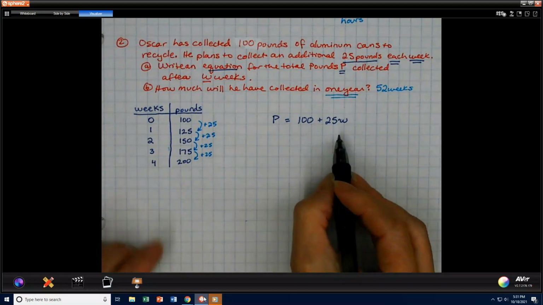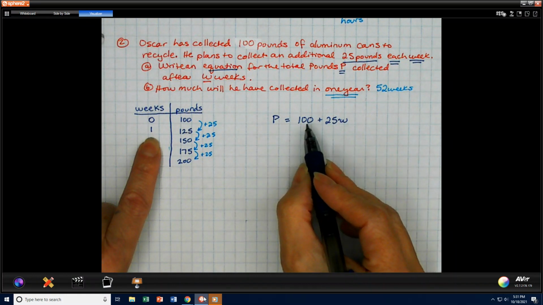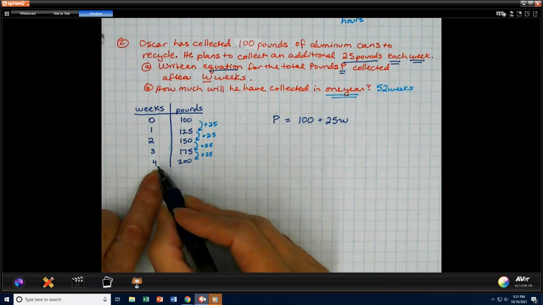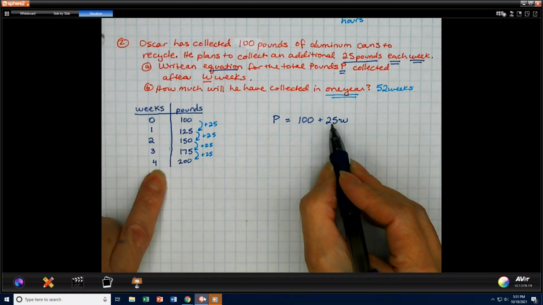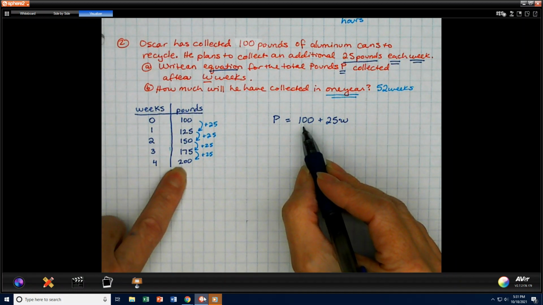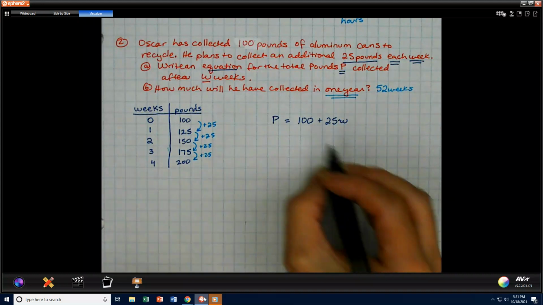We can check if this works. If I plug in a 1 for W, weeks, I'd have 1 times 25 is 25 plus 100 will give me 125 for my poundage. Let's check for 4. 4 times 25 is 100 plus another 100 would give me 200. So this equation is correct. So that's our answer for A.